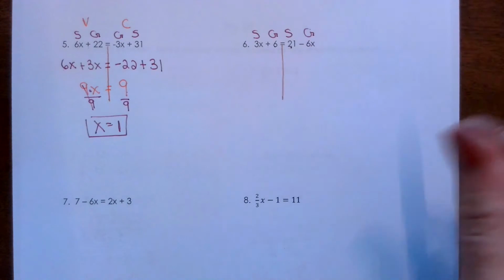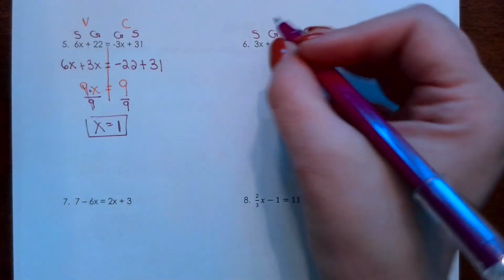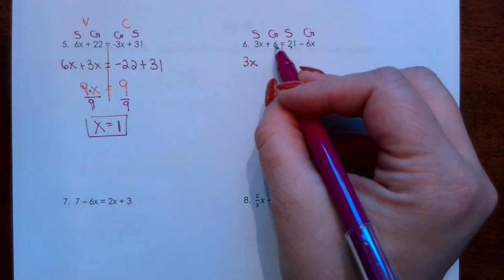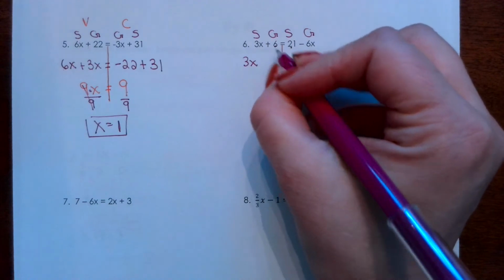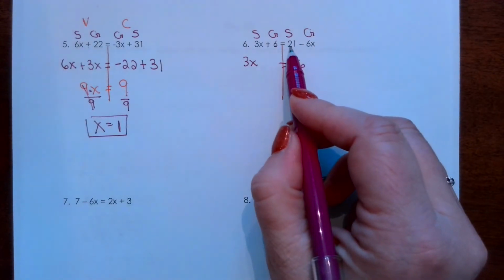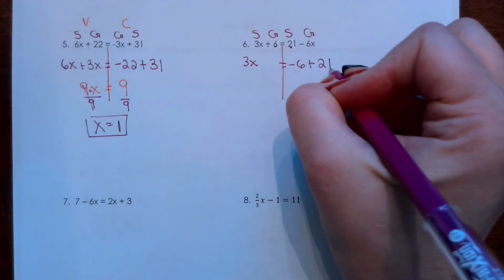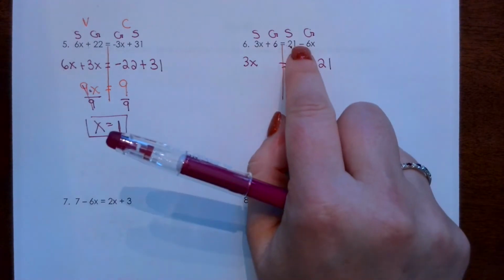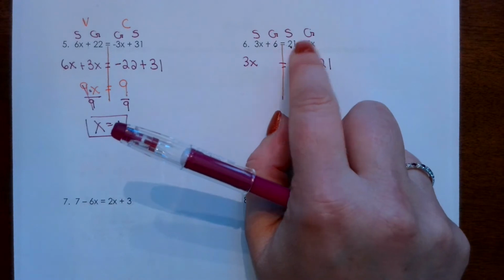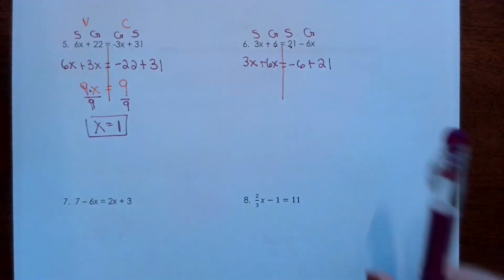It's going to go. When I write this, I've got 3x. It is staying, so it will keep the sign. The sign stays the same. This plus 6 is going, so it changes to the opposite, minus 6. This 21 is staying. It's a plus 21, and it stays plus 21. And the last term is minus 6x. It's going, so it will change to its opposite, plus 6x.